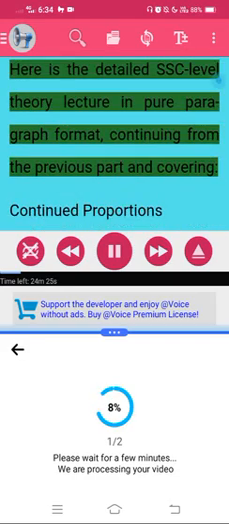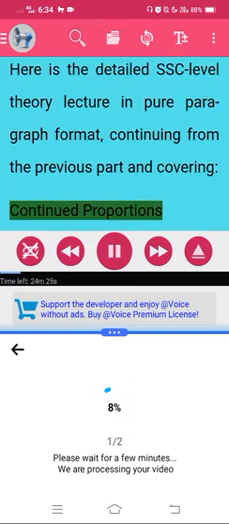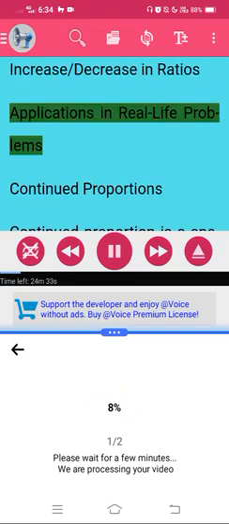ChatGPT said, here's the detailed SSC level theory lecture in pure paragraph format, continuing from the previous part and covering: continued proportions, increase and decrease in ratios, applications in real life problems.